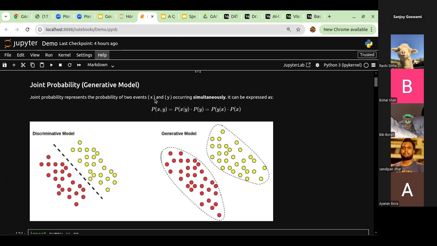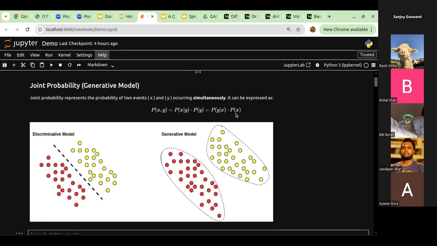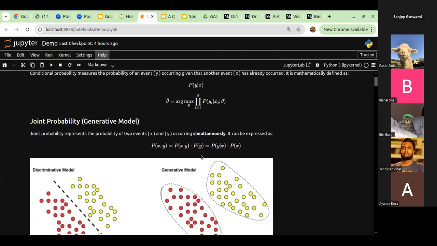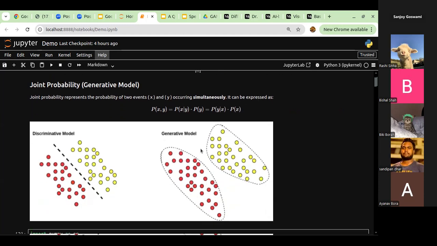Now see, for the joint probability of X comma Y, we are also finding this conditional probability of Y given X into P of X. That means using a generative model, we can definitely do classification, but we will indirectly be learning the distribution. So that is the main advantage of any generative AI algorithm.